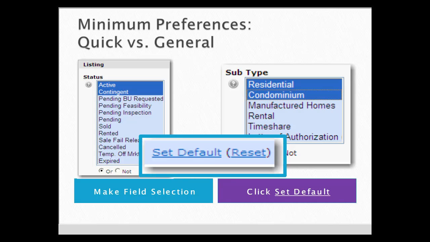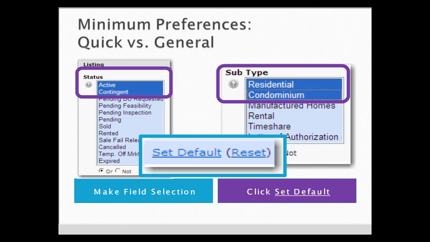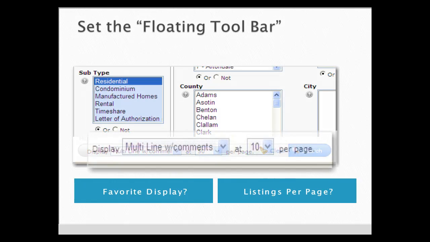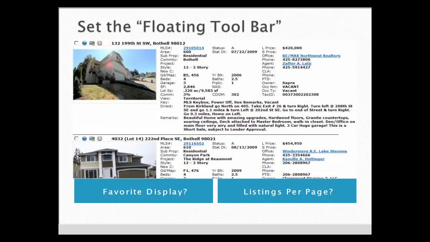If your CMAs have their own search, set active and maybe contingent on your Quick and General search. Do you search primarily for residential? Or maybe one search with both condo and residential property types would be handy. The floating toolbar at the bottom of the search screen can be set to determine which search display will pop up automatically.